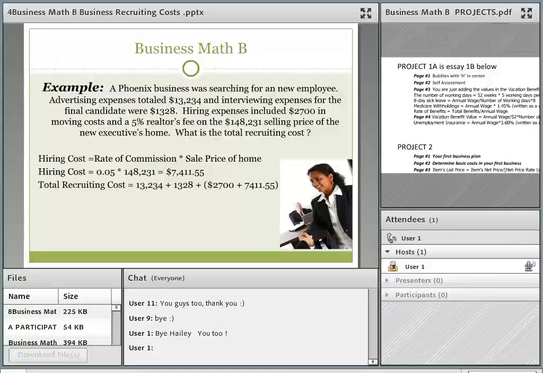The next formula, the total recruiting costs. The first two are pretty straightforward. The advertising expenses are already totaled, so we just plug that in. The interviewing expenses are also totaled, so we can just plug that in. But now here at the end, the hiring expenses are going to include both the totaled $2,700 and the new hiring expense, which is calculated $7,411.55.